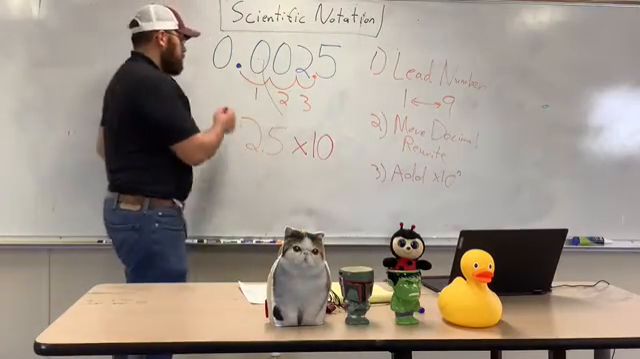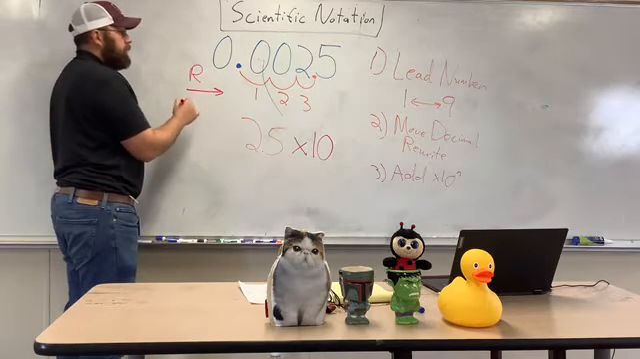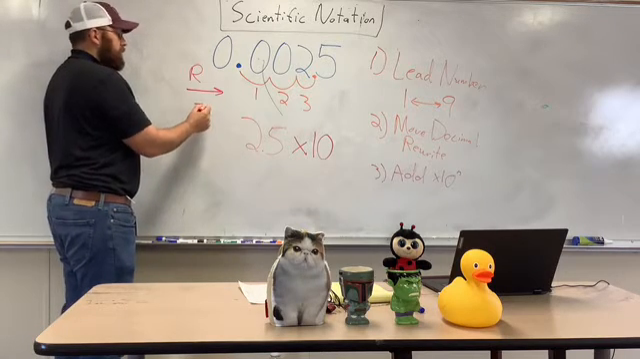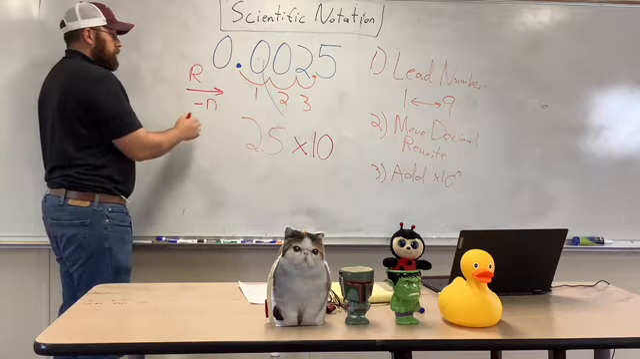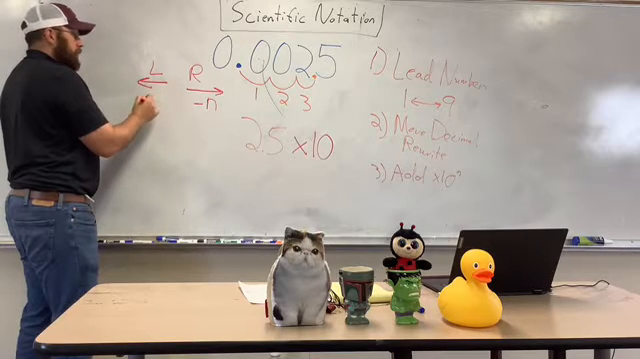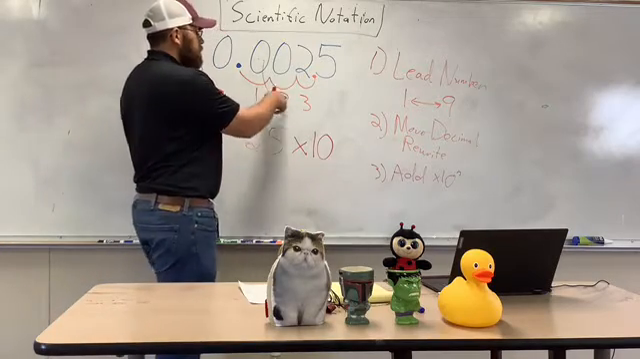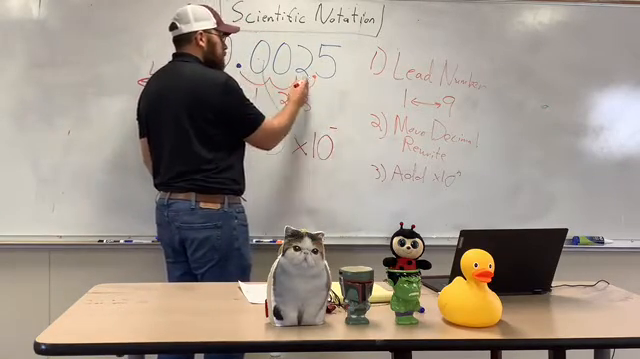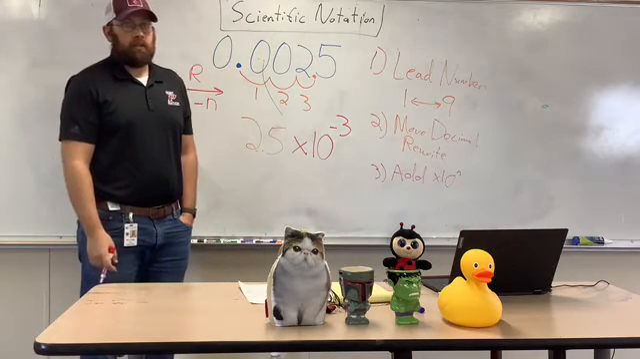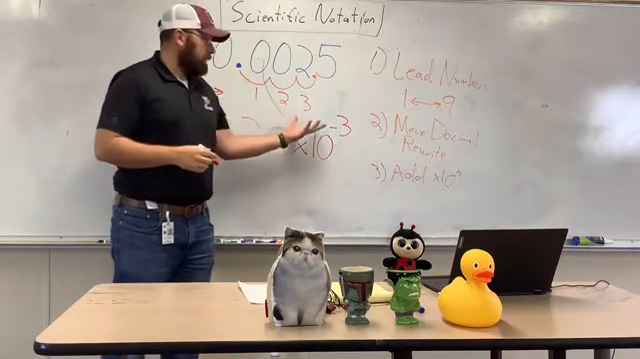All right, so now, since we moved the decimal to the right, when you move it to the right at the beginning, you're going to have a negative exponent. If I move it to the left, I'm going to have a positive exponent. Right? So I moved it 3 places, and because I went to the right, negative 3. So there you are.